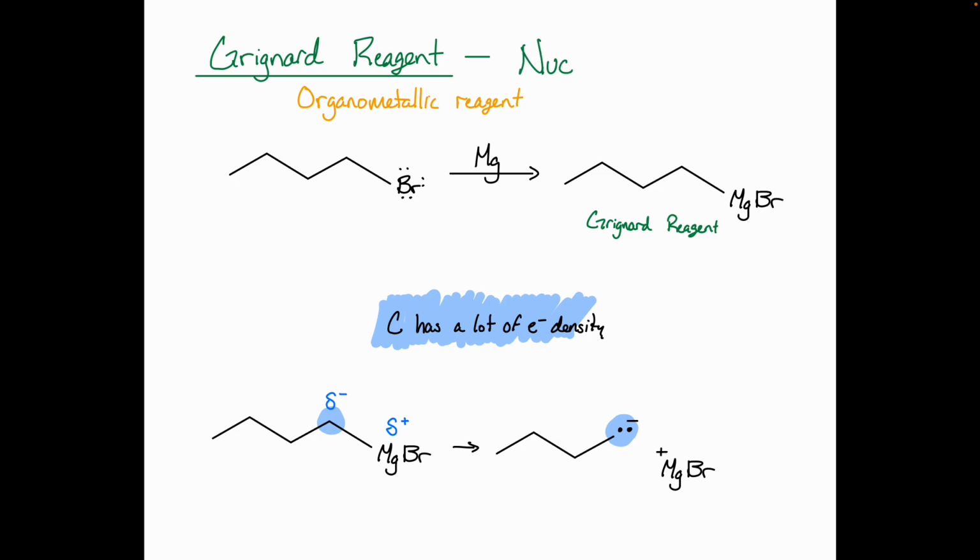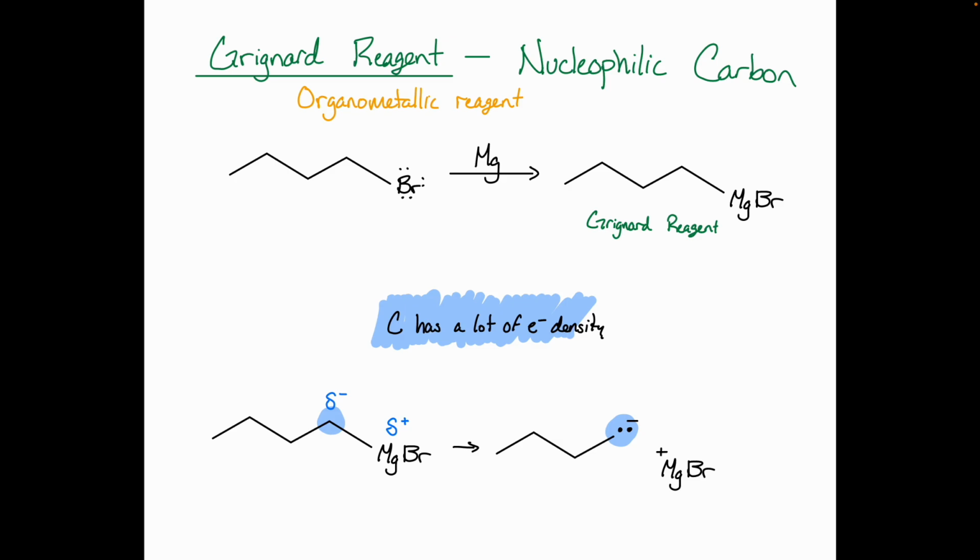The punchline here is we have a nucleophilic carbon atom. By taking that alkyl bromide and mixing it in with that magnesium shavings, we've created this carbon nucleophile we call a Grignard reagent.